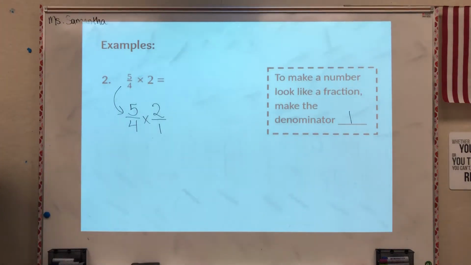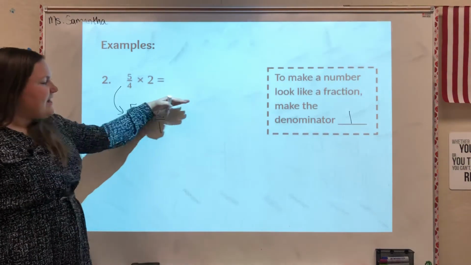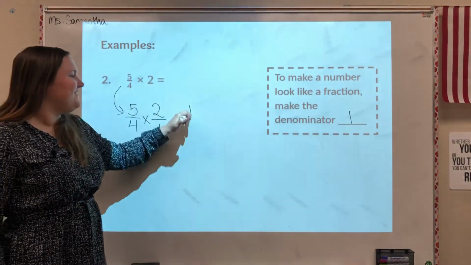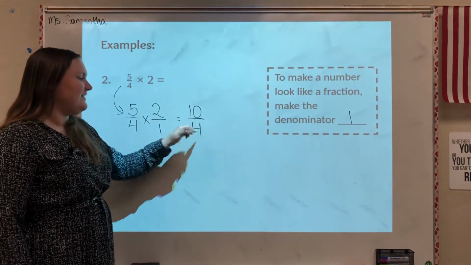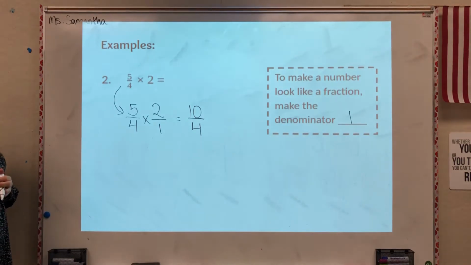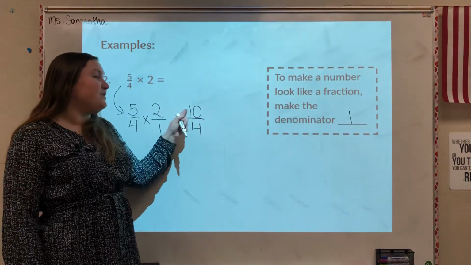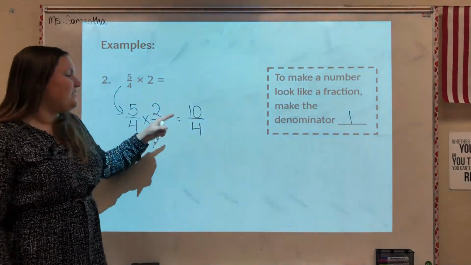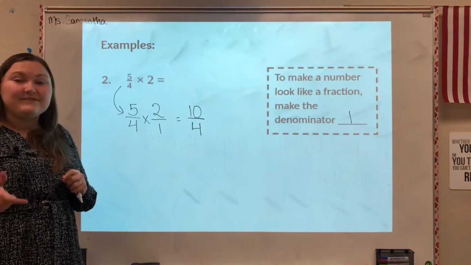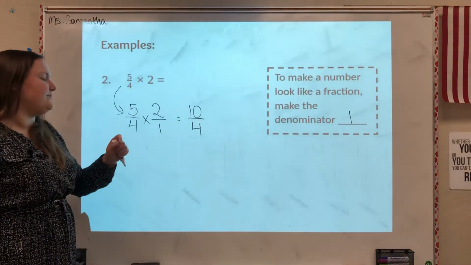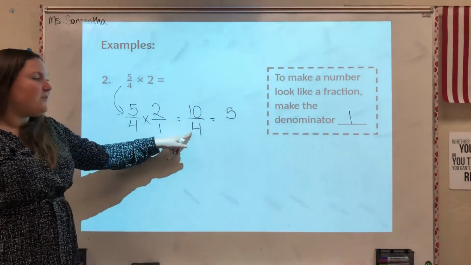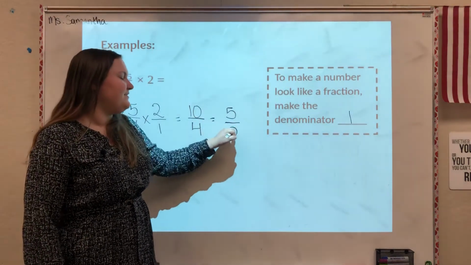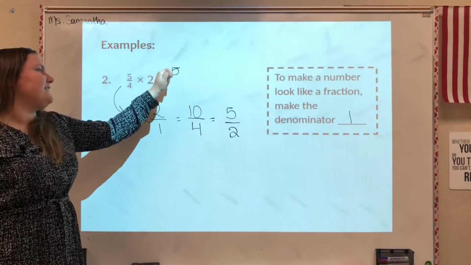My next step is multiply straight across. I'm going to say 5 times 2 is 10. And then 4 times 1 gives me 4. Our last step is we can simplify. This is another fraction where there's a number you can divide both of those by. So I could look and say, well, 10 and 4, they're both even. Even numbers you can always divide by 2. So let me do that. 10 divided by 2 gives me 5. And 4 divided by 2 gives me 2. So we're left with my final answer is 5/2.